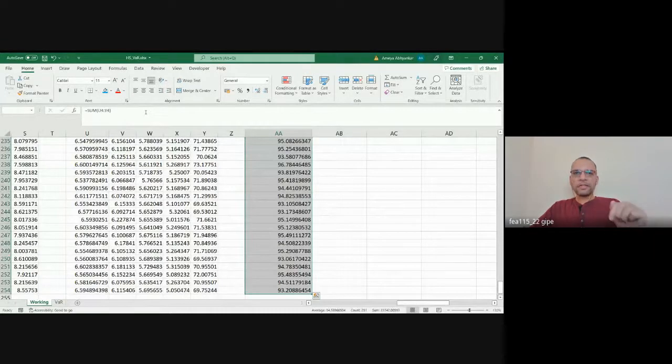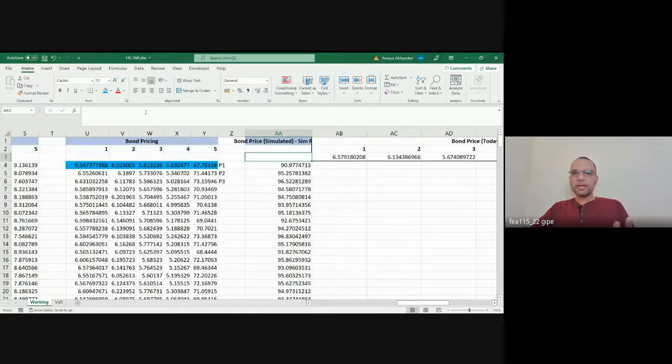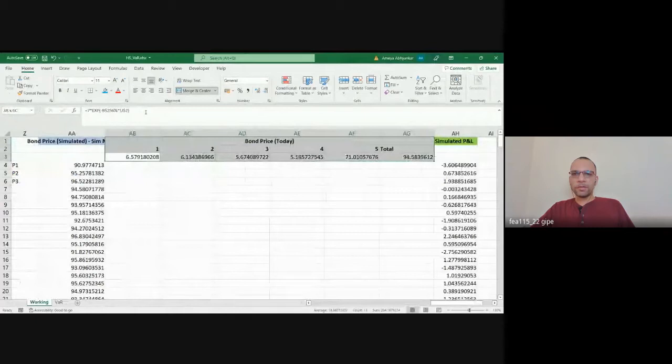Now I need to price the bond as of today as well, right? Because my next step is calculating simulated P&L, which is nothing but the difference between PIs and P, which is the bond price today. I haven't really priced the bond as of today. So that is what I do in this block here. So I've done bond price today.